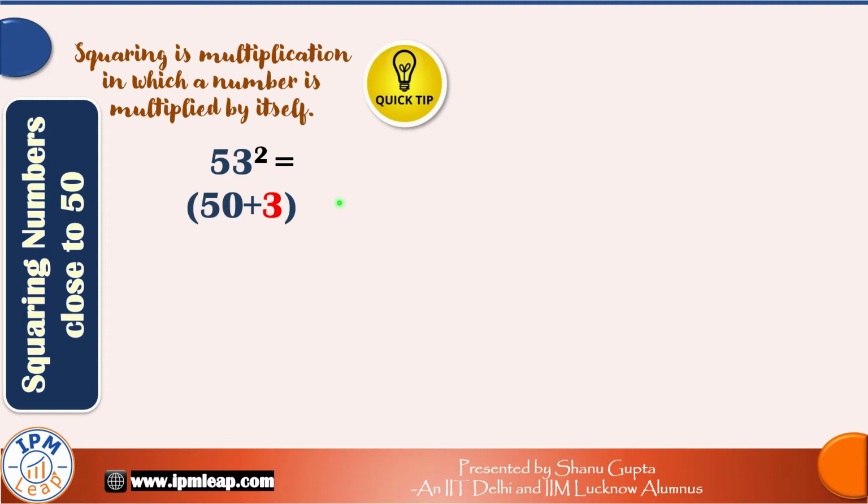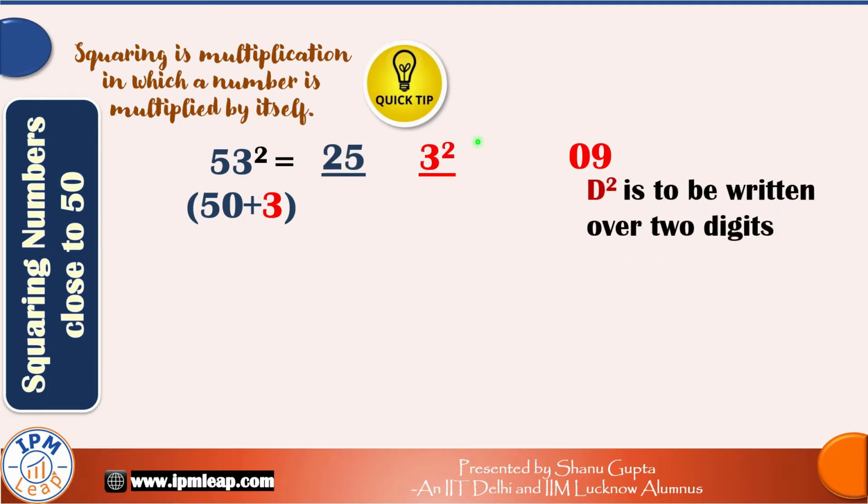We first write D square, which forms the last 2 digits of our answer. So D is 3 and D square will be 9. We will write 09 because D square is to be written over last 2 digits. And for arriving at the left side of your answer, you need to add this D to 25. So 25 plus 3 gives us 28. And our answer for 53 square is simply 2809.